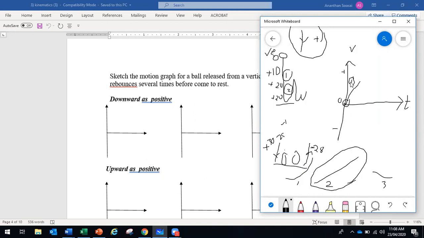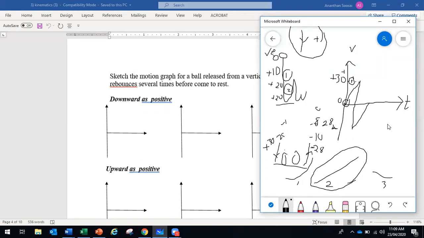So in the graph, imagine this is positive 30. When it rebounds, it immediately goes down to the negative of a similar value, negative 28. Then when it moves up, what happens to the velocity? Negative 10, maybe negative 8, finally becomes 0. So the graph goes up until it reaches 0.